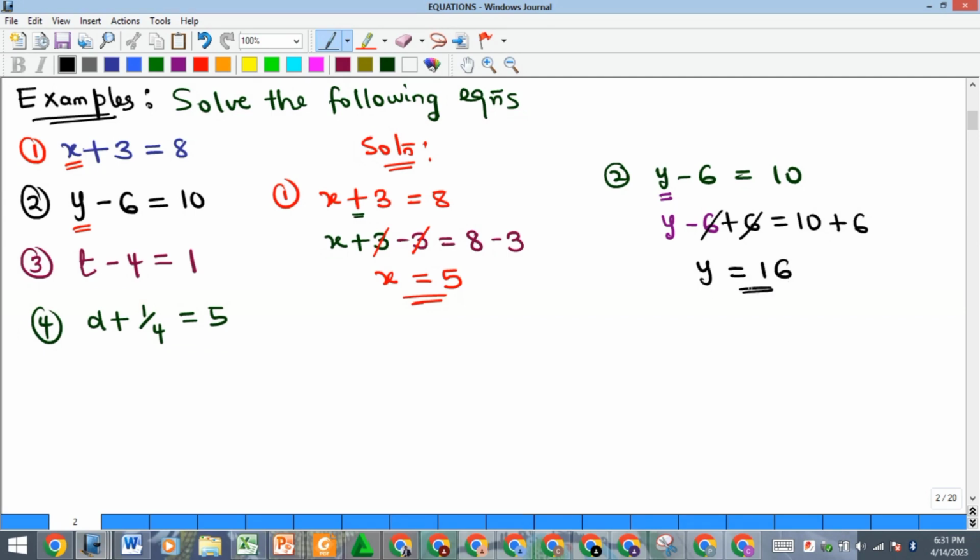And you can check this, even this other one. Of course, if I replace that x with 5 and add 3 to it, it is going to give me 8. And so it makes this particular statement true. And if you check this other one, if you do 16 as your y minus 6, you will definitely get what? 10. That means that this is actually correct.